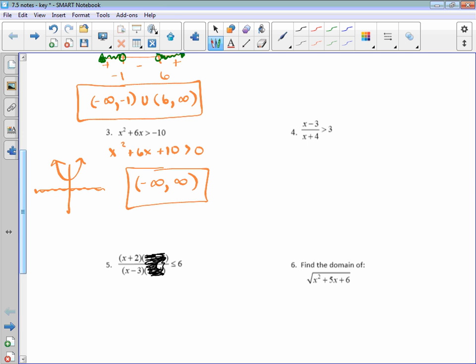If you didn't recognize that, you certainly could have solved for x by completing the square or the quadratic formula, and you would have gotten imaginary numbers as your solution, which means it doesn't cross the x-axis. And so you'd still need to know that it's an up parabola, and then you just have to understand what the question's asking. So if it had said, when is it less than 0, you would have told me no solution.